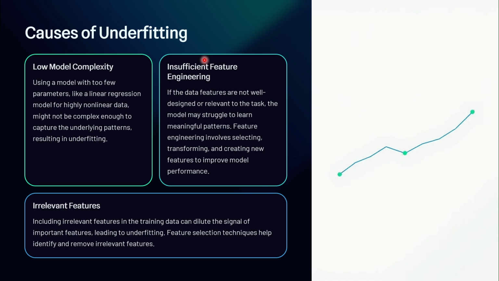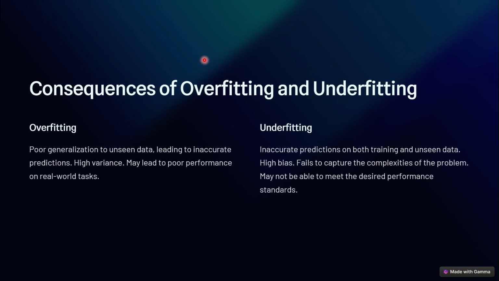Let's talk about what happens when a model is underfitting or overfitting. Overfitting results in a model that performs very well on training data but poorly on new data. This means it has learned too much noise and random detail, and it struggles to make accurate predictions on real world tasks. We call this high variance. The model is too sensitive to specific training data.